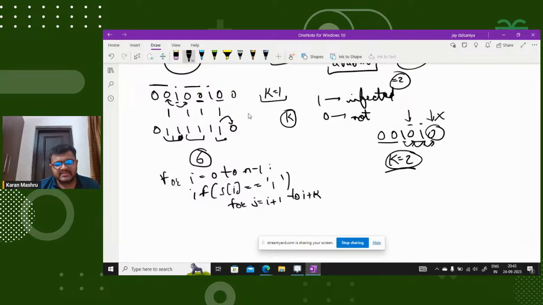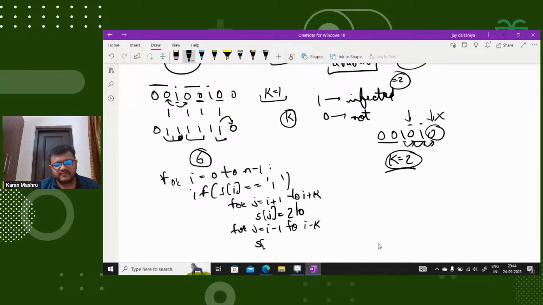Okay, so let's say you mark s of j as 2 wherever s of j was 0, and you also went from j equals I minus 1 to I minus k, and wherever s of j was 0 you made it 2. So finally wherever s of I is either 1, which is initially infected, or 2, that are after infected, you will count them. Okay, but this will take how much time?